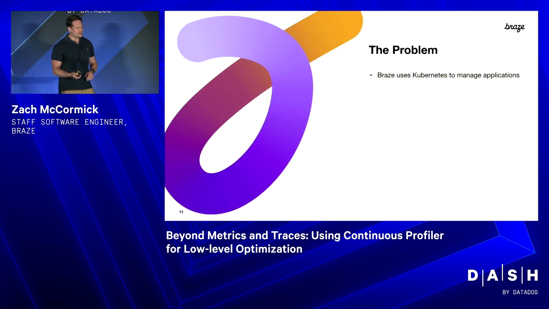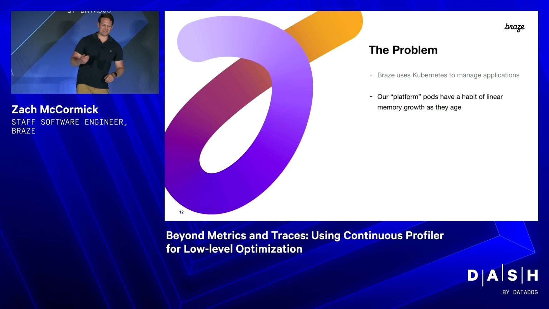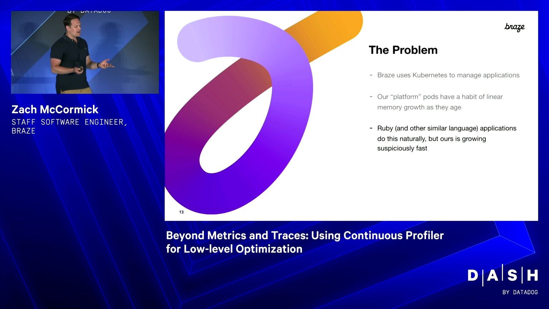So the initial problem: we use Kubernetes to manage applications. That's not actually the problem, just some setup. Some people might disagree with me there, but our platform pods have this habit of linear memory growth as they age, right? After a few minutes, you'll see it at 500 megabytes. After a few more minutes, it's 700 megabytes. And it wasn't having that nice sort of logarithmic plateau that we want to see. So they kind of do this naturally. This just happens. But like I said, ours is growing suspiciously fast.